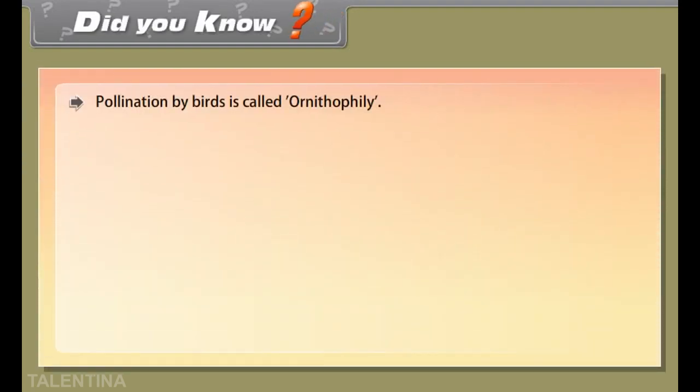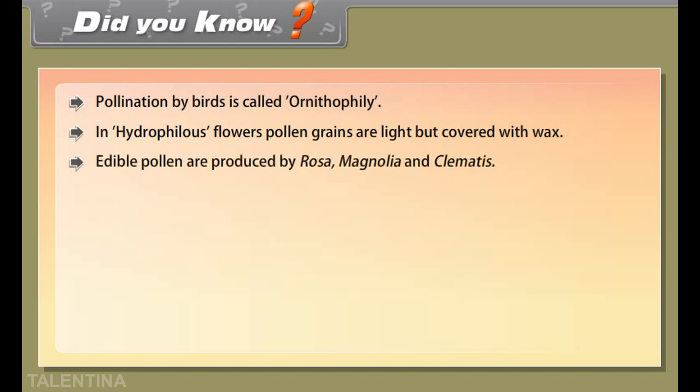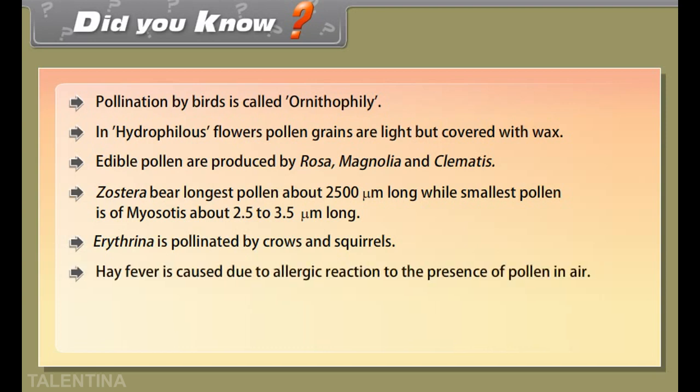Did you know pollination by birds is called ornithophily? In hydrophilous flowers, pollen grains are light but covered with wax. Edible pollen are produced by rosa, magnolia and clematis. Zostera bears the longest pollen, about 2500 μm long, while the smallest pollen is of myosotis, about 2.5 to 3.5 μm long. Erythrina is pollinated by crows and squirrels. Hay fever is caused by an allergic reaction to the presence of pollen in air.